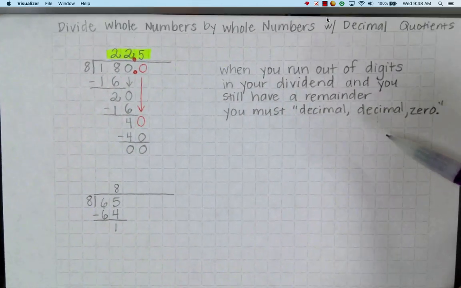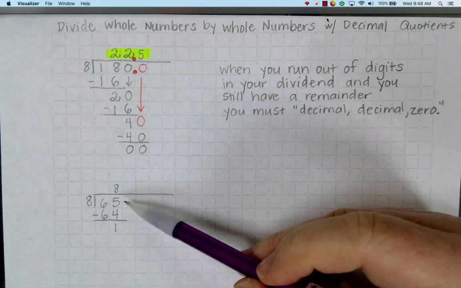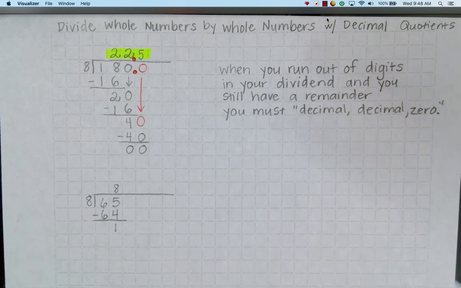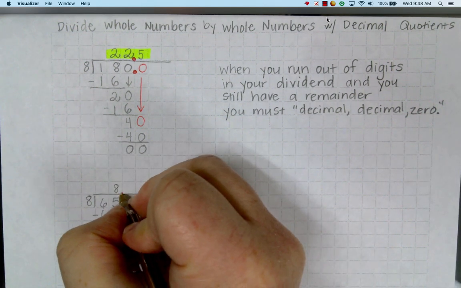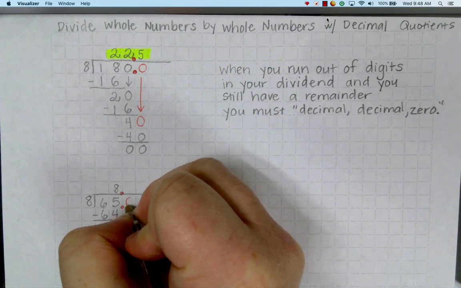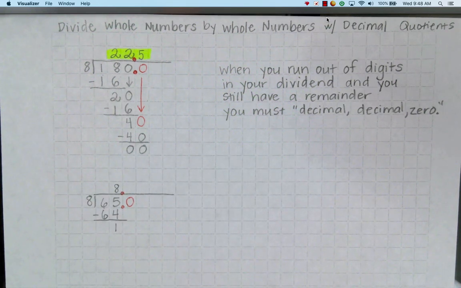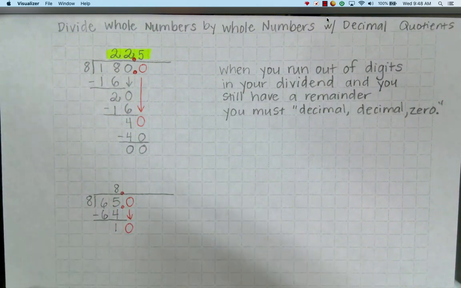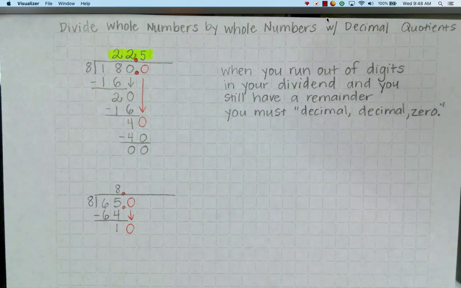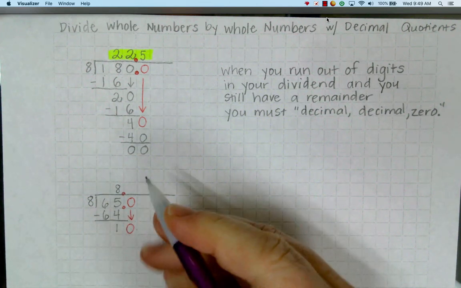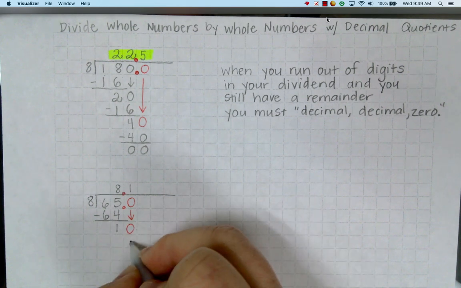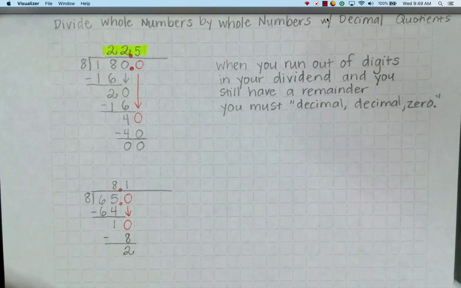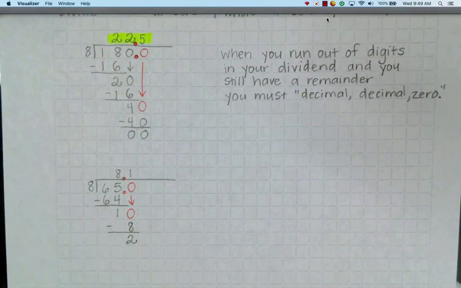Look back up at these notes. When you run out of digits in your dividend, and you still have a remainder, which you do, decimal, decimal, 0. Then we're going to bring that 0 down. All right, and then I'm going to continue on. 8 goes into 10 one time. 1 times 8 is 8. Subtract, 2.